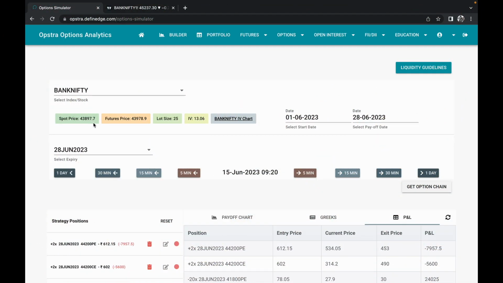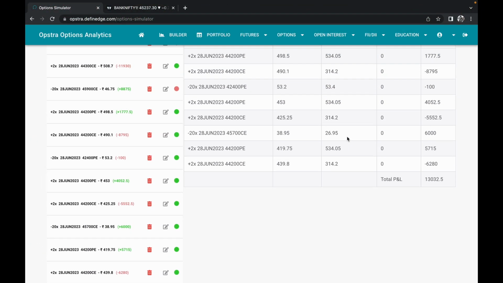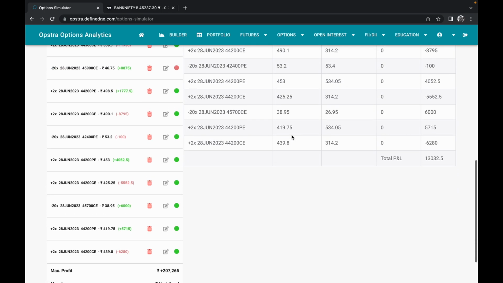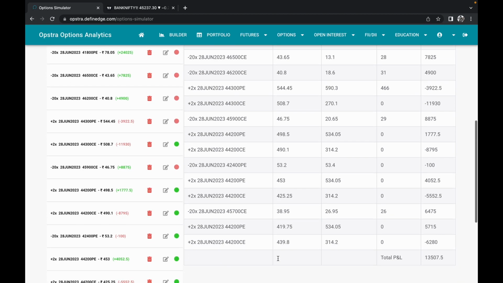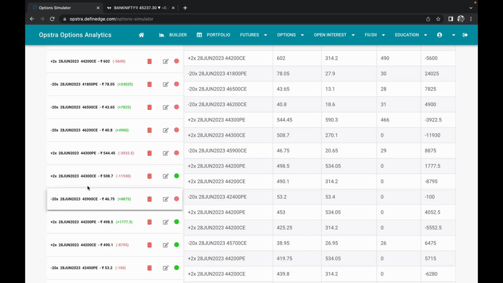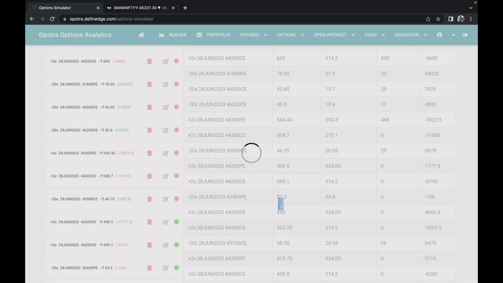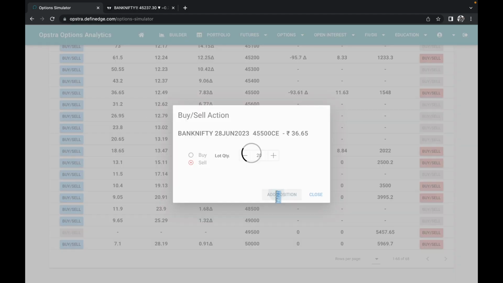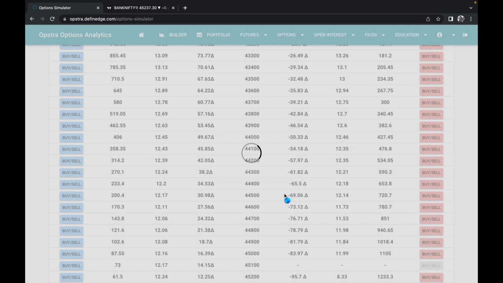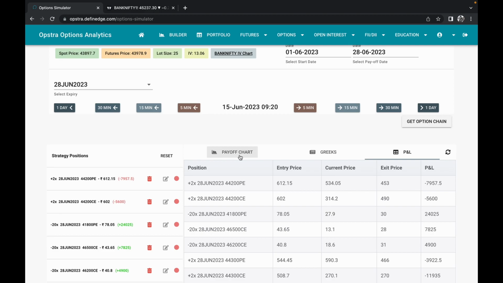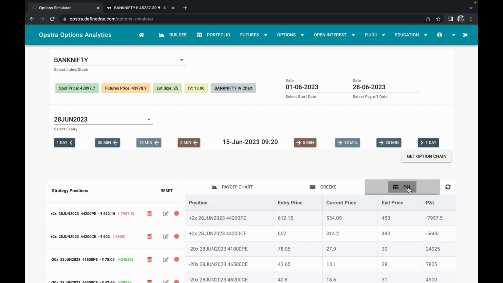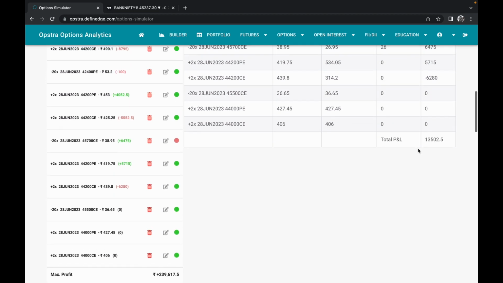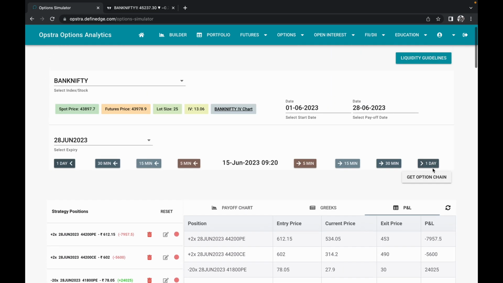On the next day, the market has gone down. As we can see, the premiums on the call sell side are very low. So we are doing our adjustment again. And we are going to square off the call buy option as the market has gone down. So the whole adjustment is done. As we can see, our payoff chart will look like this. And currently I'm making 13,500 rupees. Let's move on to the next day.